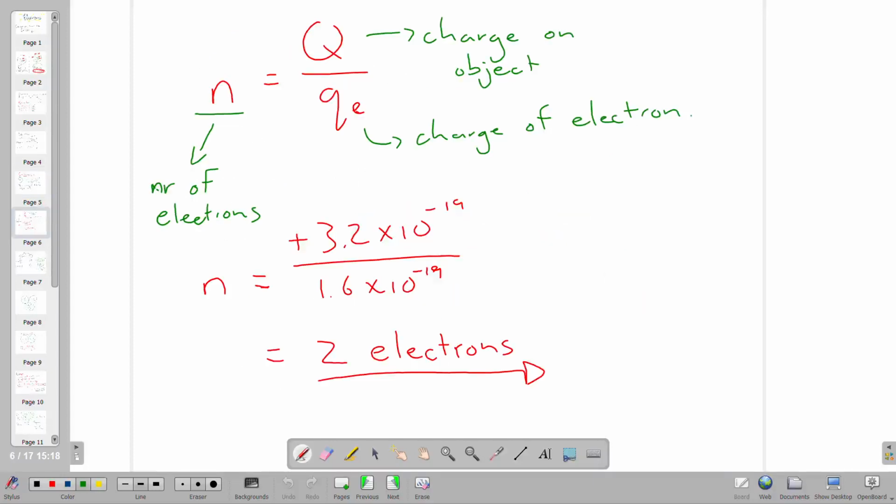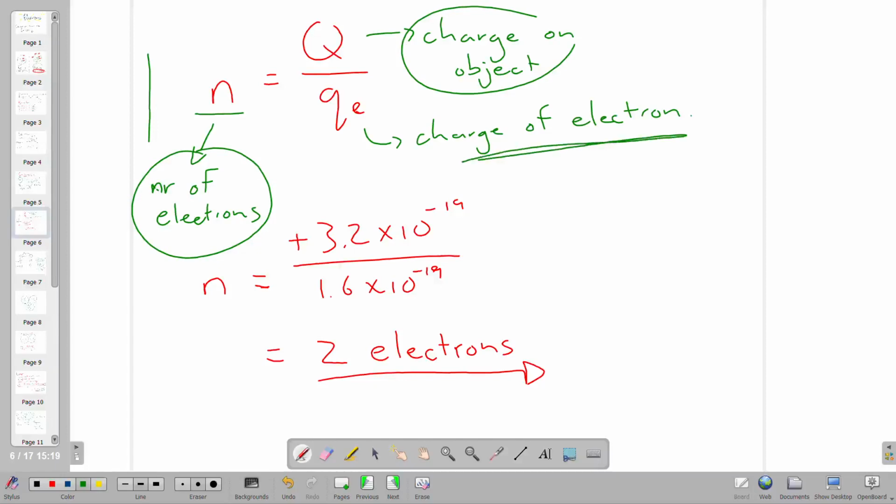So we use the following formula, you can see here, to calculate the number of electrons gained or lost. It's quite self-explanatory, the formula. N is the number of electrons, you can see over here. Q is the charge on the object, and Qe is the charge of an electron, which was on the screen a bit earlier. Remember, the charge of an electron is 1,6 times 10 to the negative 19, which you'll see down here as well.